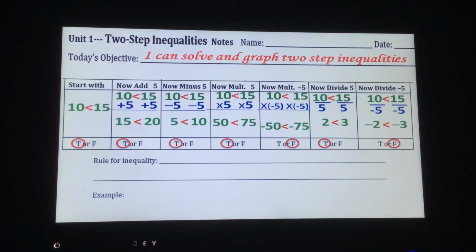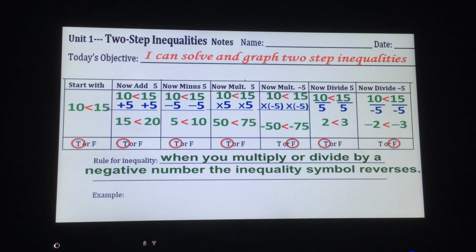Okay? The specific rule that you need to know, let's go ahead and write this down, is when you multiply or divide by a negative number, the inequality symbol reverses. Okay? So go ahead and write that down. I'm going to show you a couple of examples, and then we're going to start doing some real examples. So for the first one, we have negative 2x is less than 10. All right.